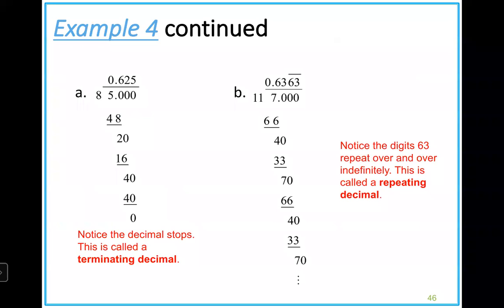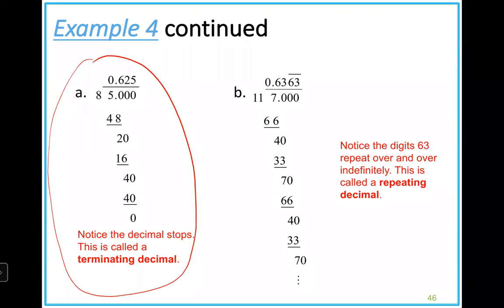So in the first one, if you use your calculator, you will get 0.625. Or if you want to do the long division, you set it up just like what you see here. But you don't have to go through that process if you have a calculator. But you will notice that in this first one, it stopped after 3 places. So this is what we call a terminating decimal. It terminates, it stops, it ends.